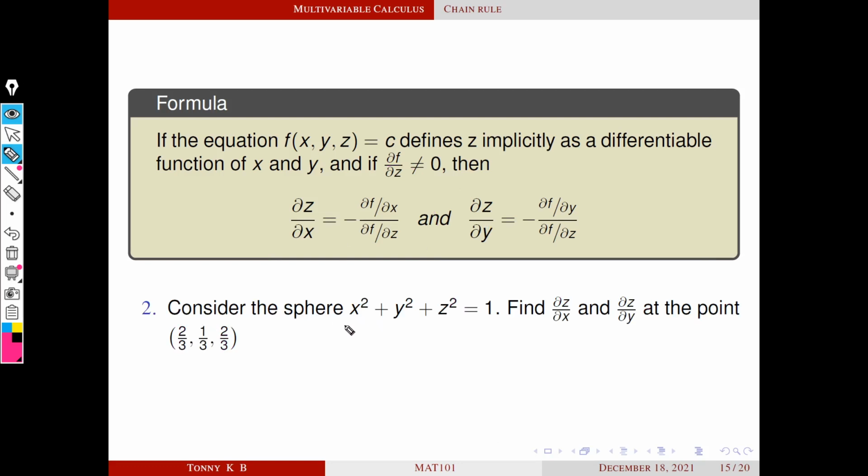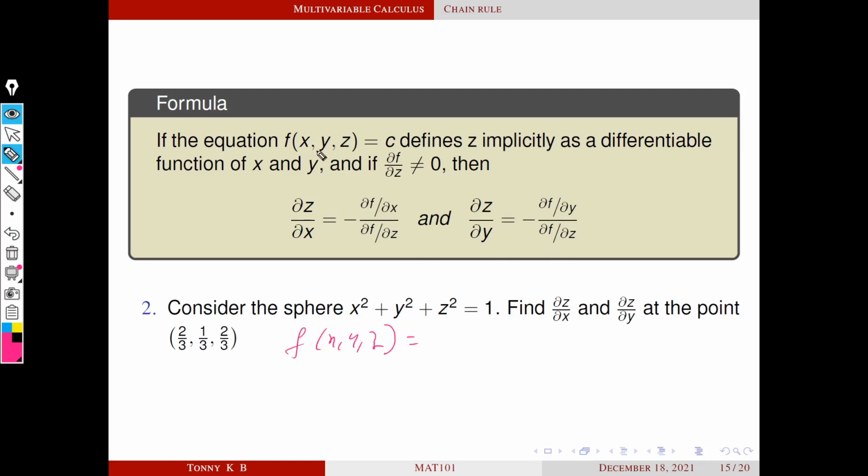Consider this problem. A surface is given. Here z depends on x and y implicitly, and we have to find dou z by dou x and dou z by dou y at this point. We are going to find them using this formula.